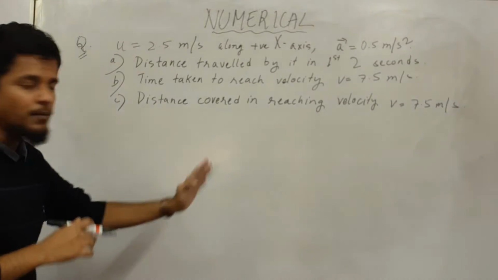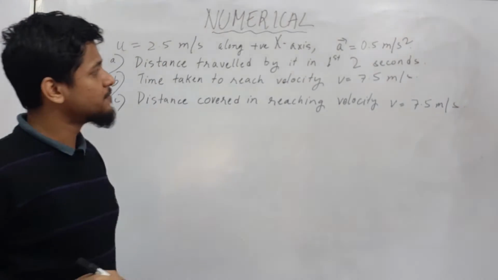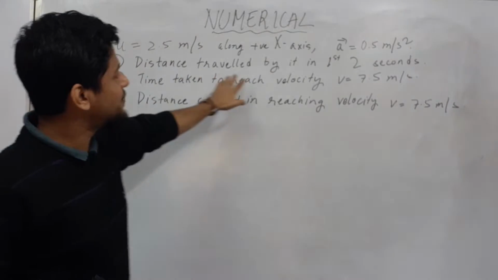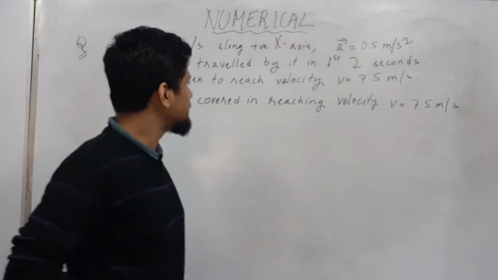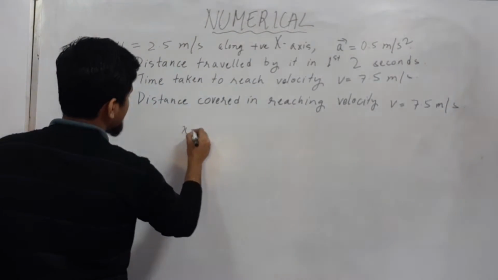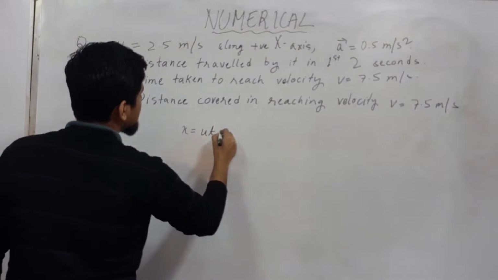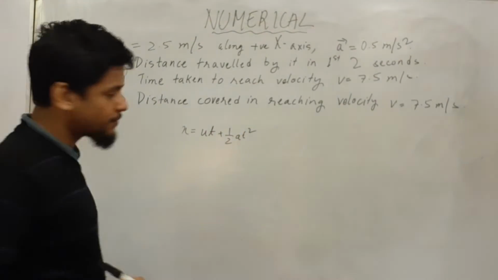So very straightforward problem. Here we have been given the initial velocity is 2.5 and acceleration is 0.5, and we need to find out the distance traveled by it in the first 2 seconds. So very easy. We know that x is equal to ut plus half at square. So this is what we know.